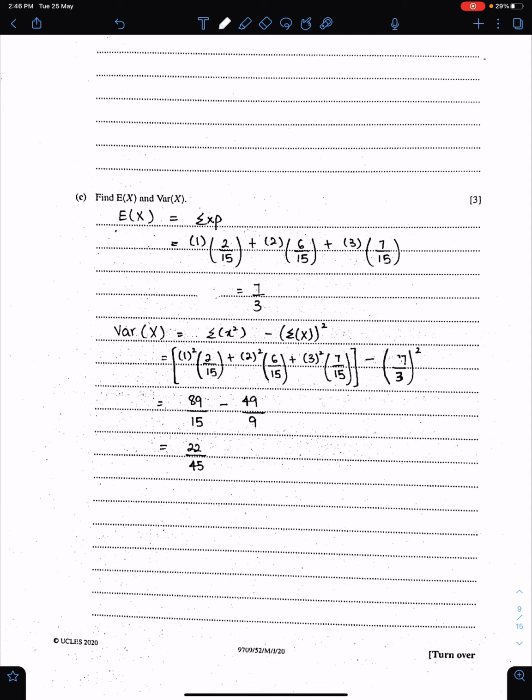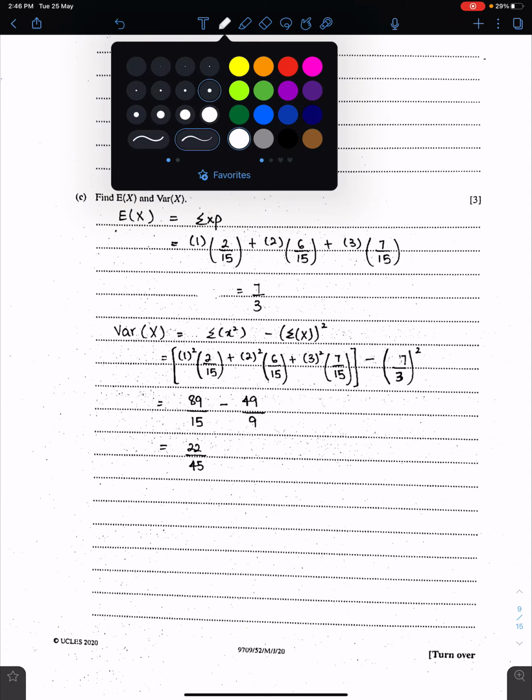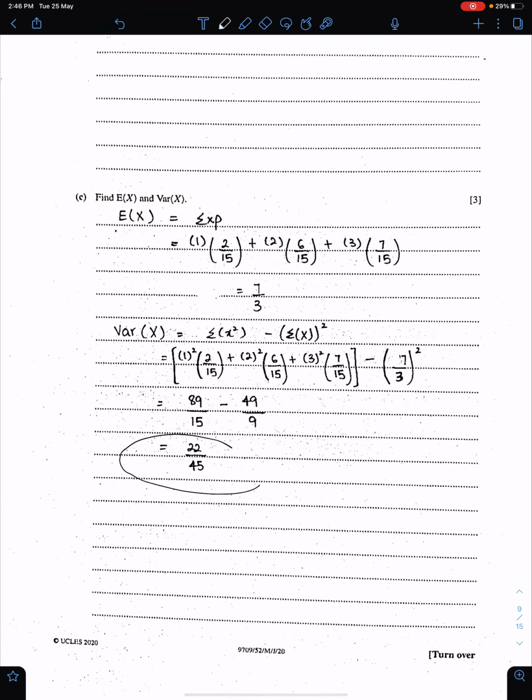And mean is 7 upon 3. That's the answer of variance. This is the formula of variance. This is capital X.